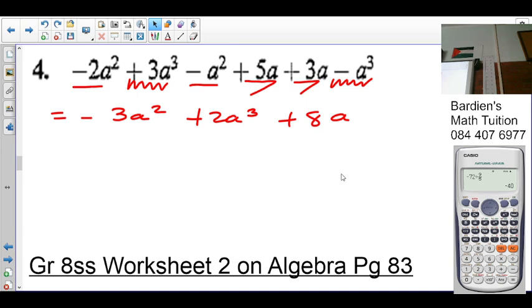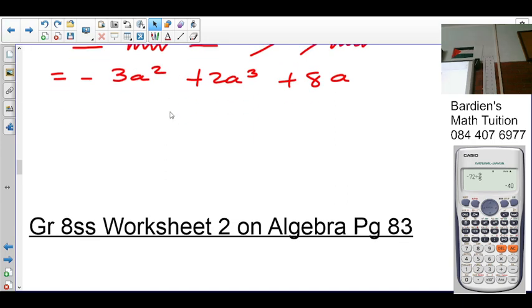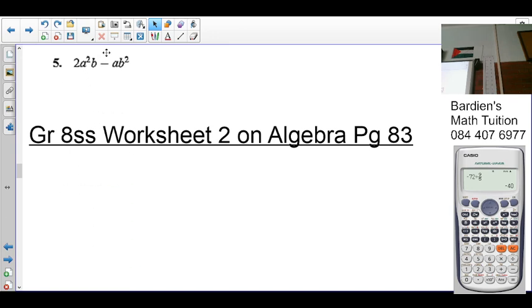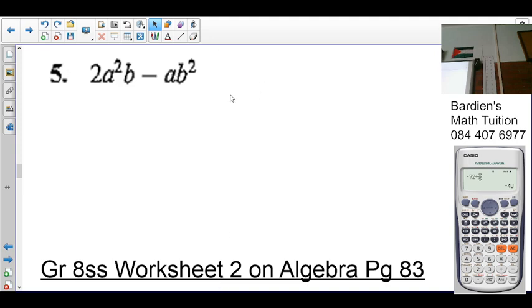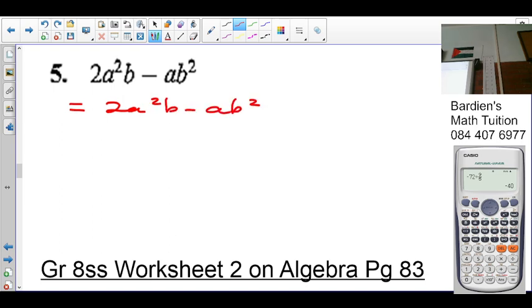Okay, you all agree with that? Alright, let's carry on. Number 5. Is a squared b the same as a b squared? No, it's unlike terms. Not so? Why? Because the exponents, or the indices, are different. So the answer to this will remain 2a squared b minus ab squared. Okay. You all understand?